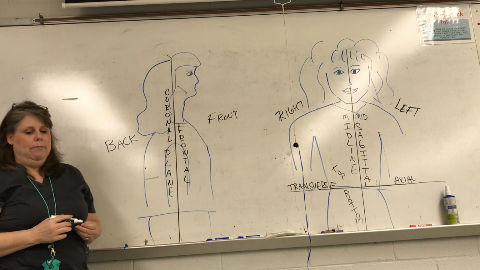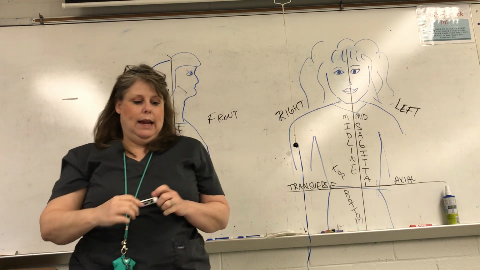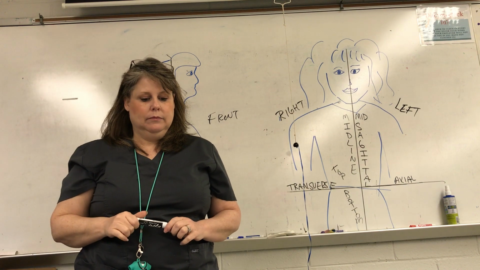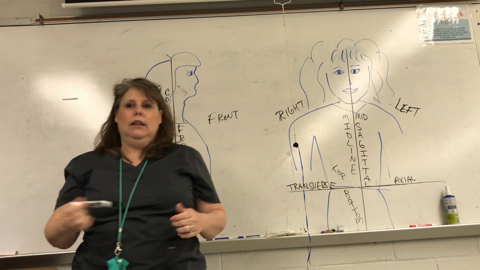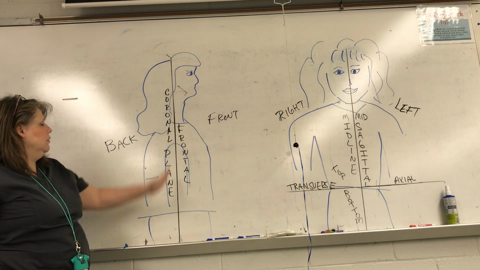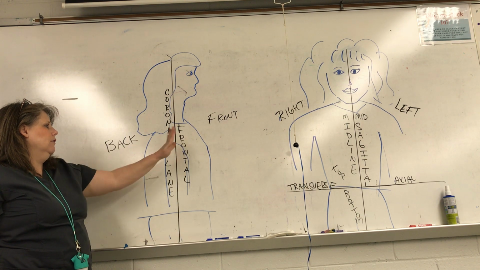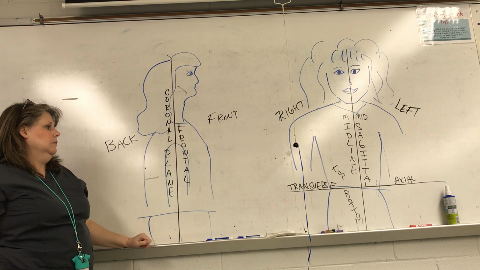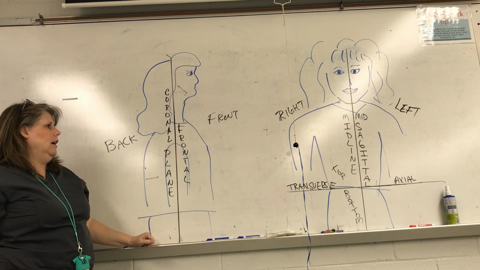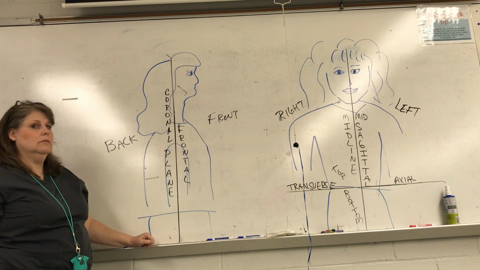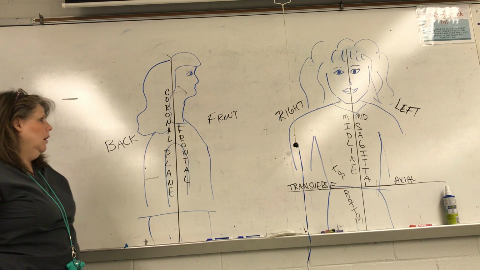So those are our 3 major body divisions. We have the midline, which is also called the mid-sagittal plane. We have the transverse that goes across the middle. And then we have the frontal or coronal plane that divides the front and back, dividing the body halfway this way. I'll give you a second to write that down. All right.